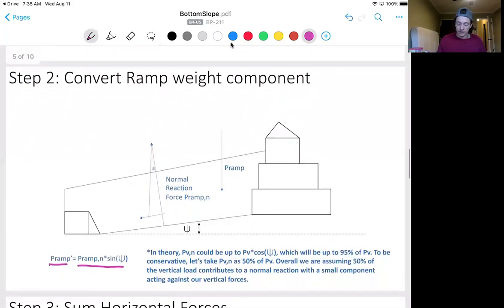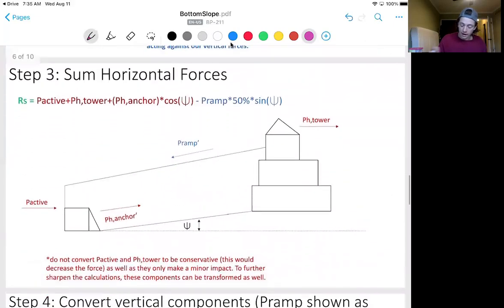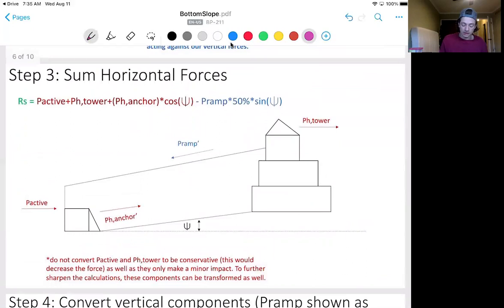I do have a note here that in theory the PV normal could be up to PV cos psi, PV being vertical forces, which would be up to 95% of PV. To be conservative, we'll take the normal force as 50% of the vertical forces, because we are assuming 50% of the vertical load contributes to a normal reaction with a small component acting against our vertical forces. Now we can sum our horizontal forces and our reaction, and now it becomes the following equation.